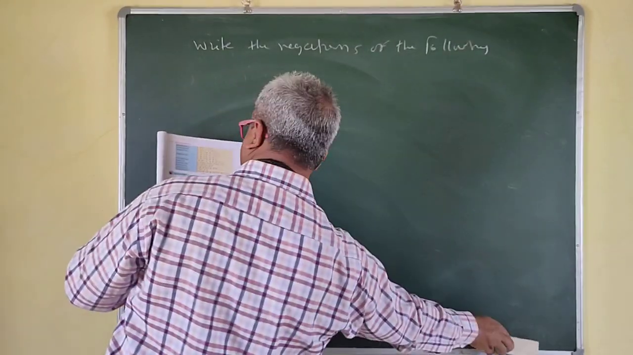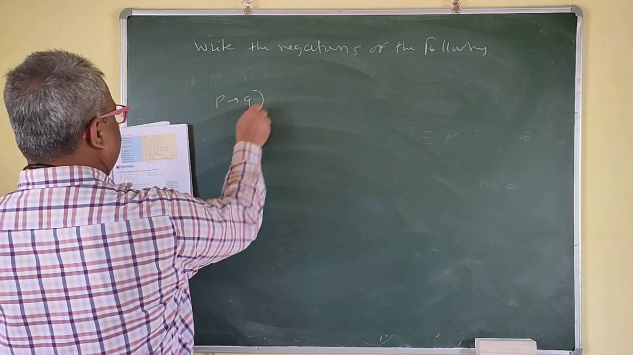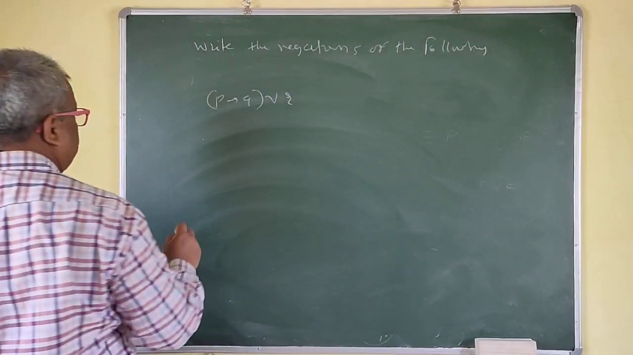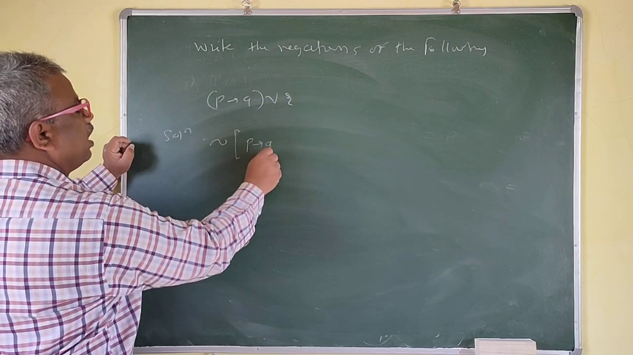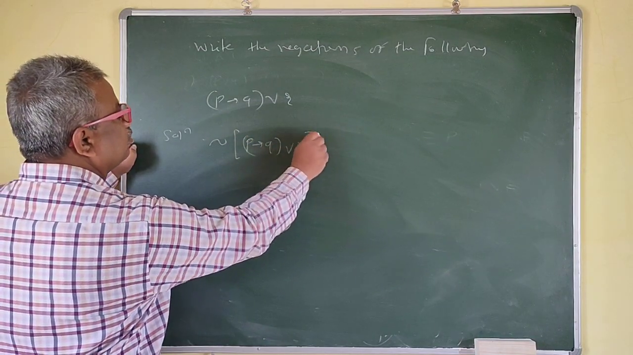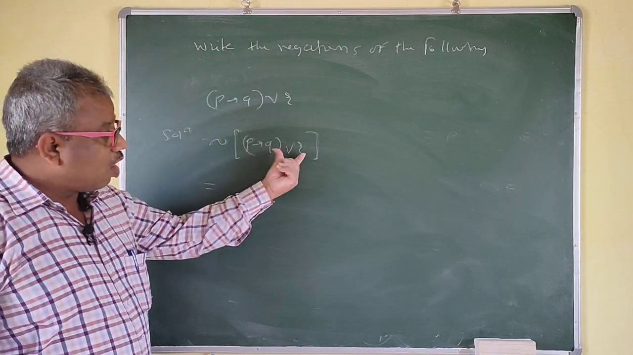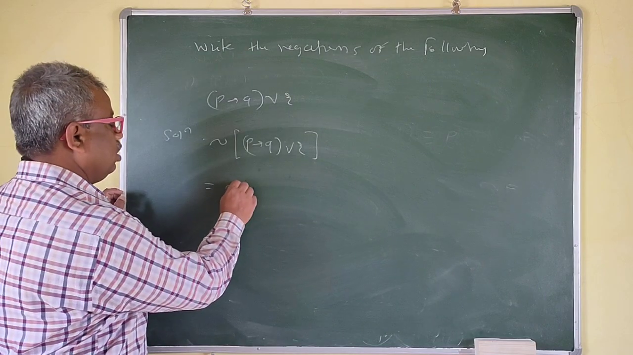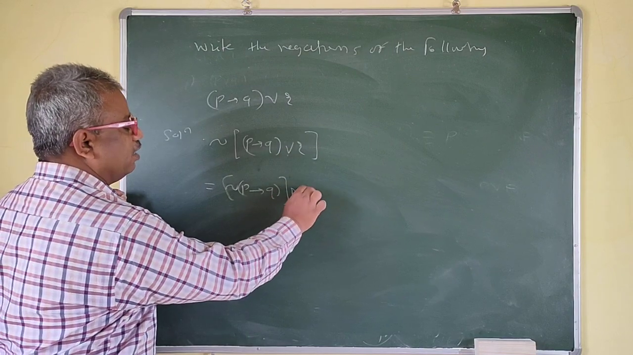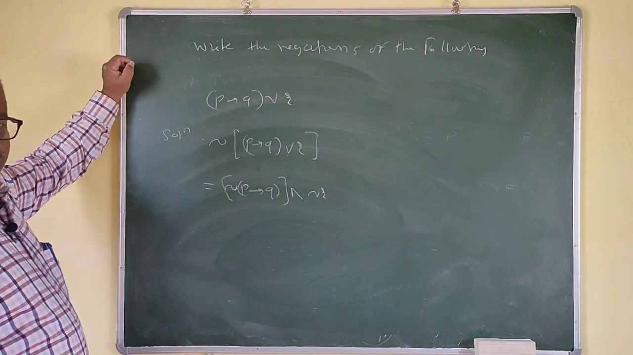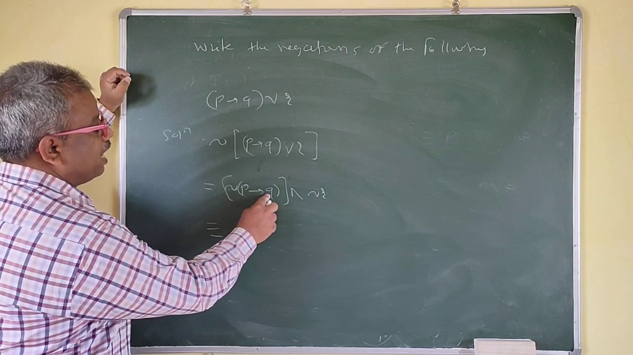You have to write the negation of this one, without using the truth table: P implies Q or R. Solution: negation of P implies Q or R. Now first, this is first bracket P or R, so use De Morgan's law. Negation of P implies Q, and negation R. This is logically equivalent to P implies Q.